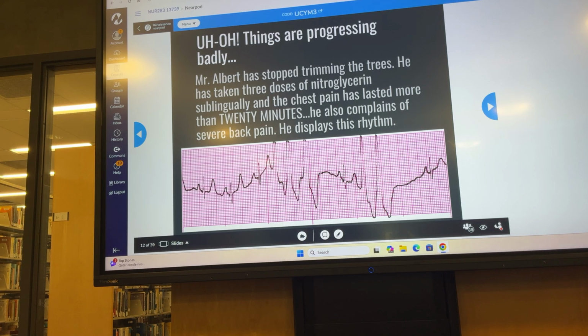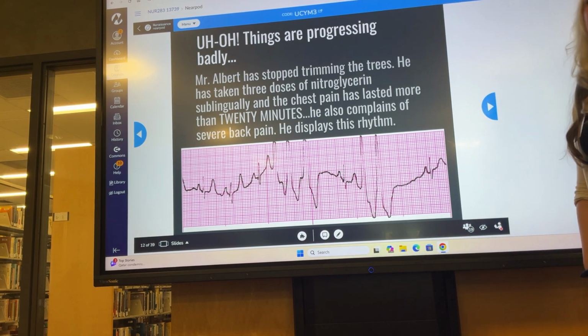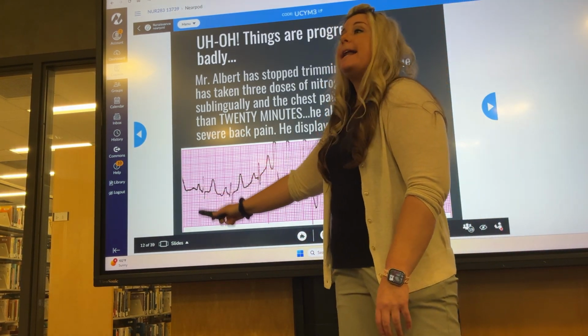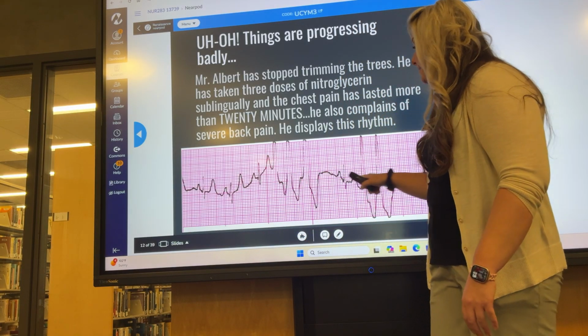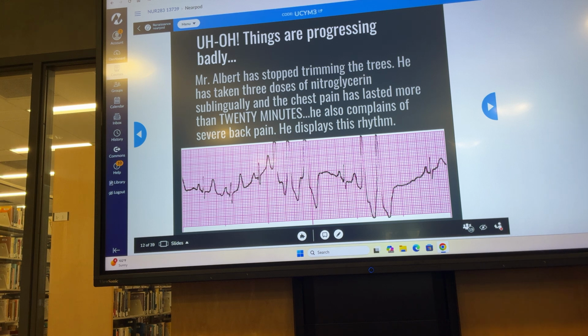So take a deep breath. Don't stress. Break it down, right? Okay, so how many QRSs do you count? How many? 5 that I've noticed. 5. So remember, again, QRS. Is this a QRS? No. What are they? PACs. Close. PVCs, okay? Wide and weird are PVCs.